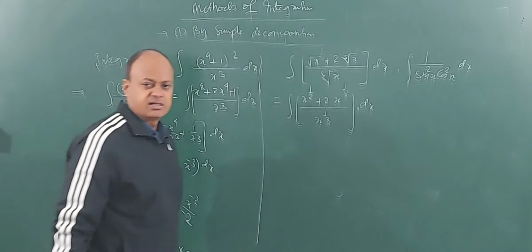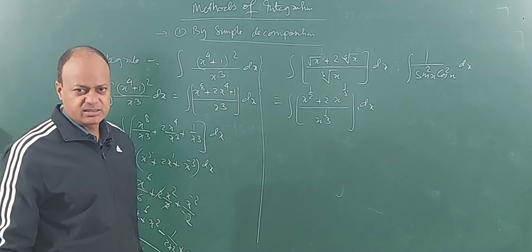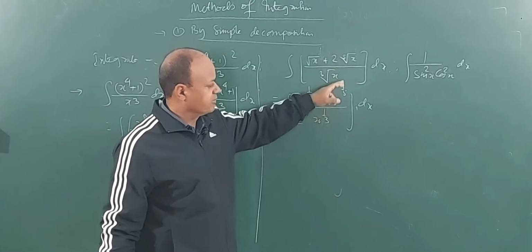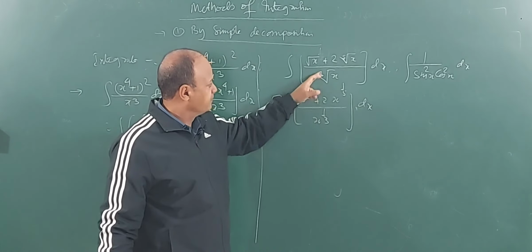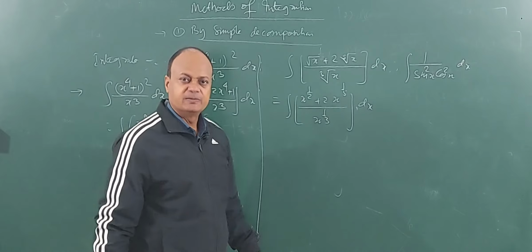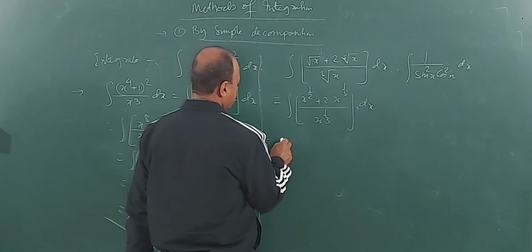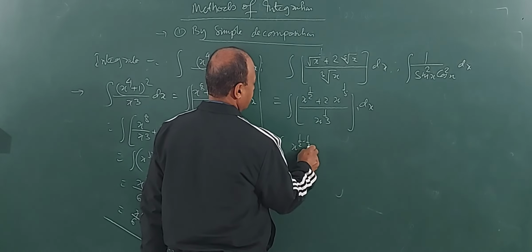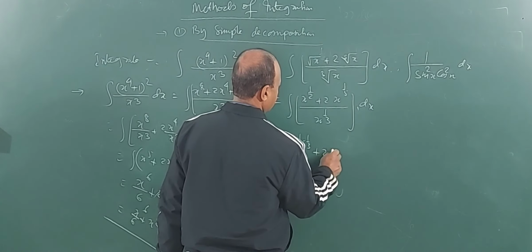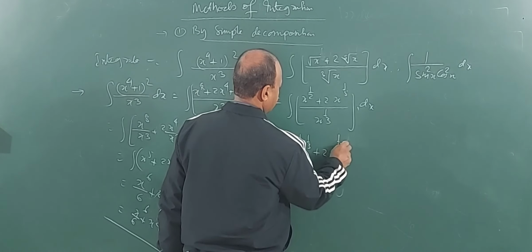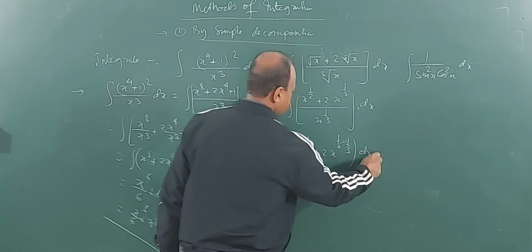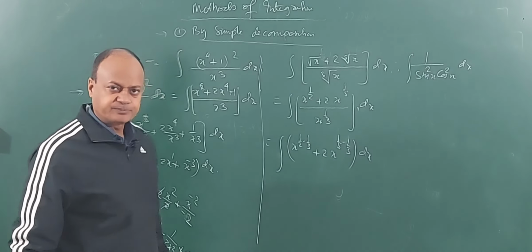Can we write like this? x to the power half plus 2 x to the power 1 by 5, because the fifth root is there, and the cube root is x to the power 1 by 3. So I can write this as x to the power 1 by 2 minus 1 by 3 plus 2 x to the power 1 by 5 minus 1 by 3, and I am going to integrate the whole thing again.